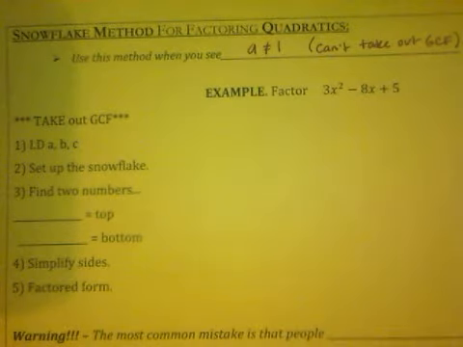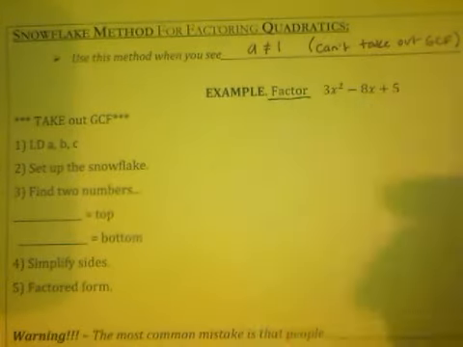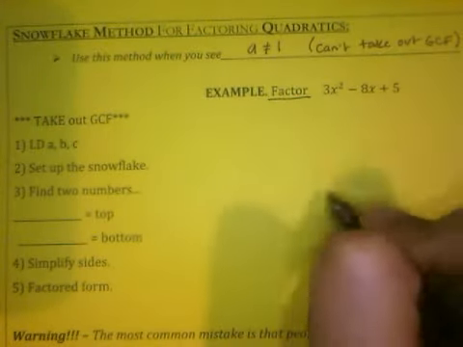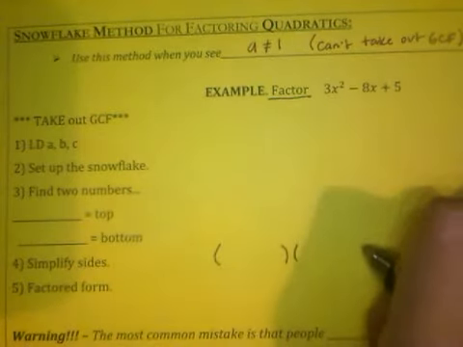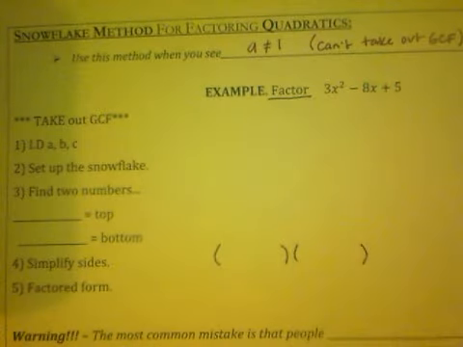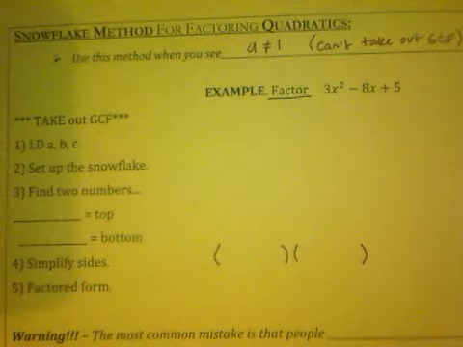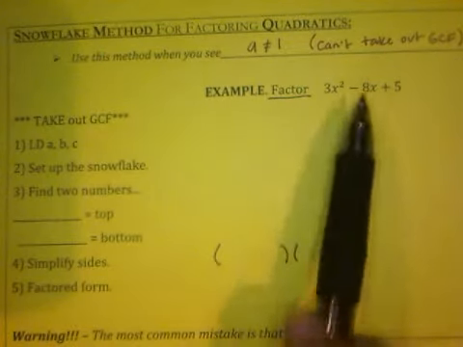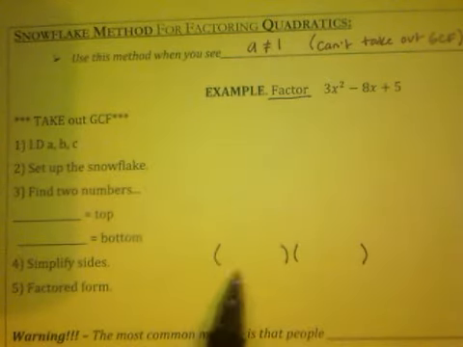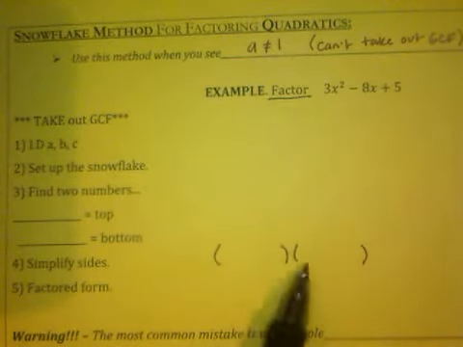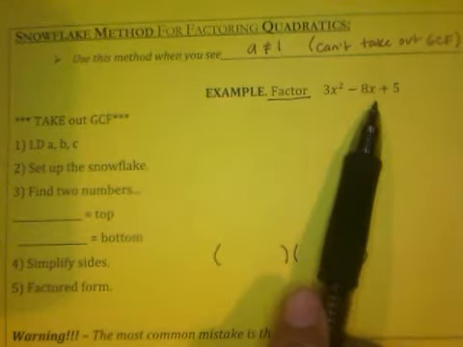So my goal, as with the previous examples, is to rewrite my quadratic as two binomials. And I'm going to go ahead and put the two sets of parentheses at the bottom so I can remember what my answer should look like. The Snowflake method is a shortcut for figuring out what you can put in parentheses here so that these two binomials, when FOILed out, would equal what we start with.